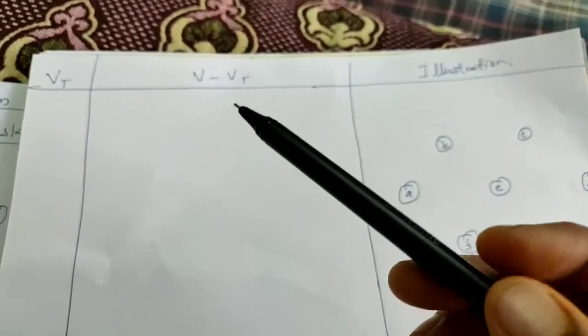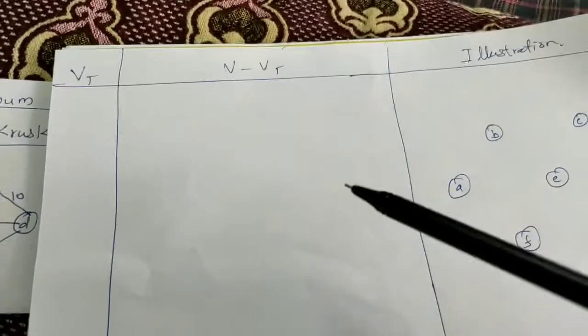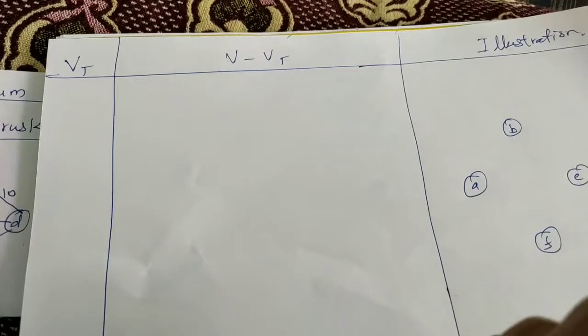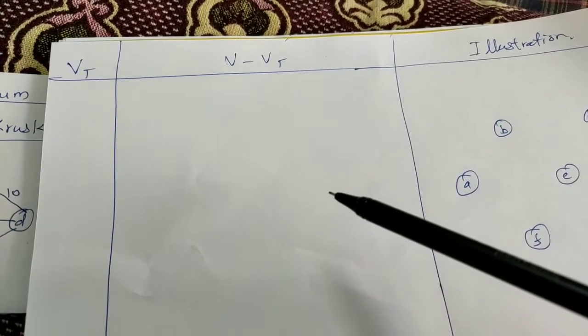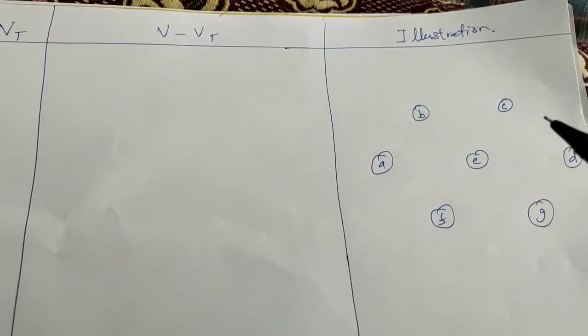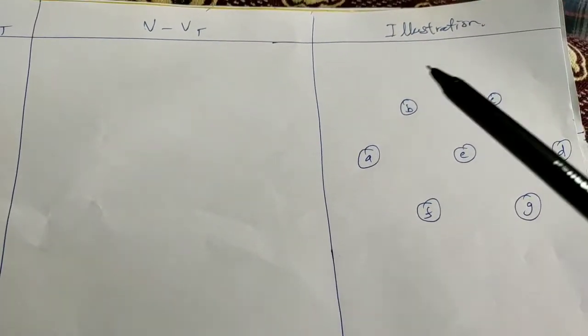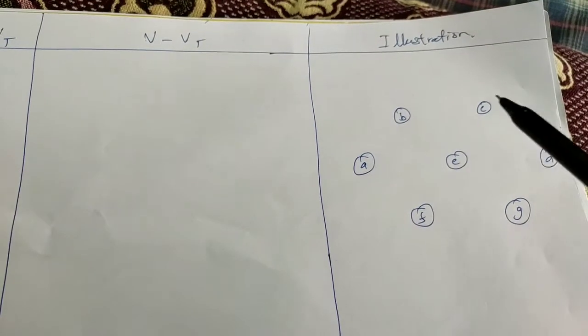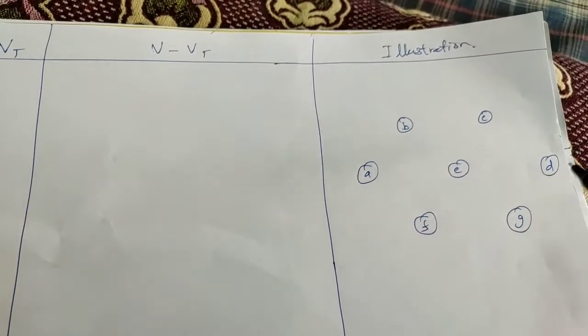You need to construct a table with 3 columns. First column is tree vertex, second column is remaining vertices, third column is illustration. So in this illustration column I have taken an empty graph with 7 vertices without any edges.